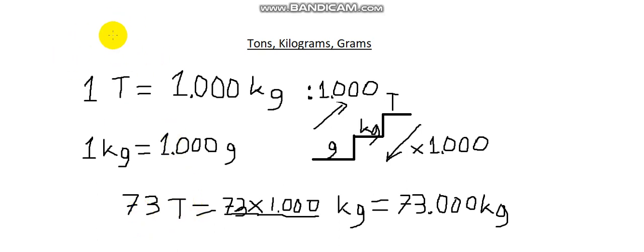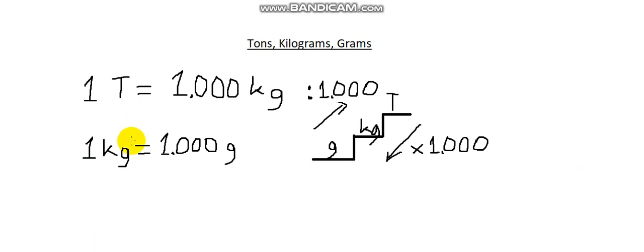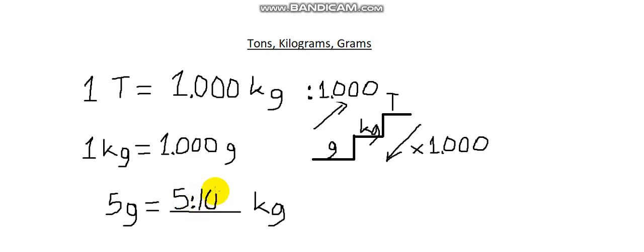If we're going the other way, let's say I have 5 grams, and I want to turn them into kilograms. Now I'm going up the ladder, so I'm going to have to divide 5 by 1,000.